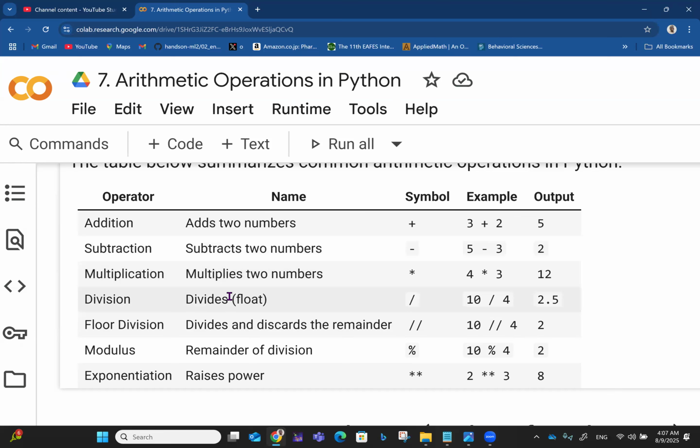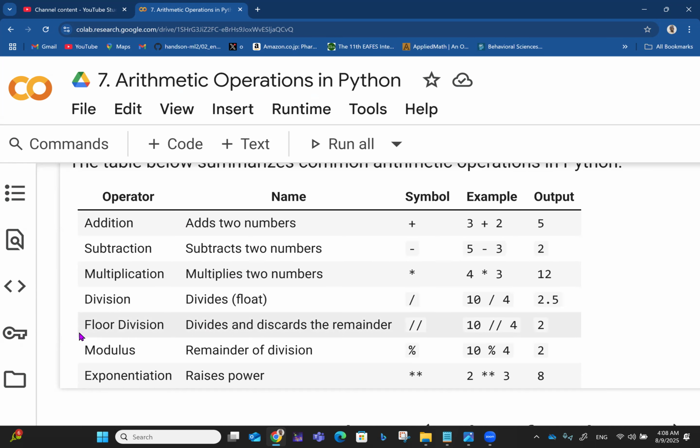You have multiplication, which multiplies two numbers. And here in Python, it is asterisk. Okay, it's asterisk. So 4 asterisk 3, you have 12, right? So then you have division. This is regular division where it divides and you have float results. So here you have one forward slash. So if you have 10 divided by 4, that is 2.5. All right, that's 5 over 2, which is 2.5.